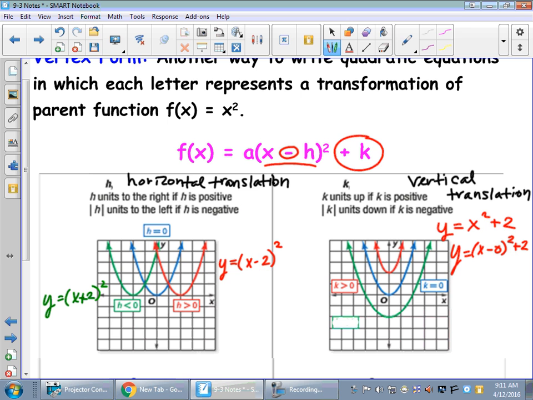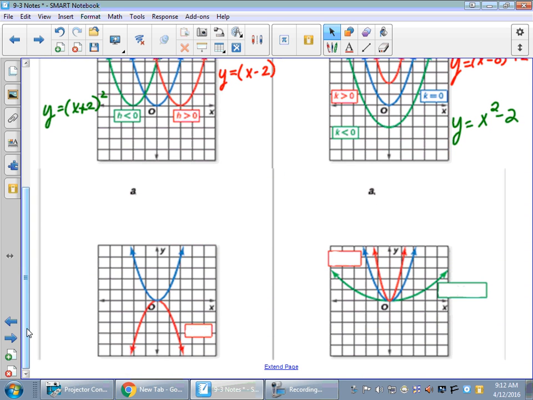And then the green graph shifted down 2 units. The green graph is when k is less than 0, or negative. So y is equal to x squared minus 2. And so that is our shift up or down. Remember, we're always talking about the parent function. What are we doing to this thing? If you look at the parent function, h is 0, k is 0, your a value is 1. Everything is very standard. So h is a horizontal translation, k is a vertical translation, and then we've got that lovely a value.